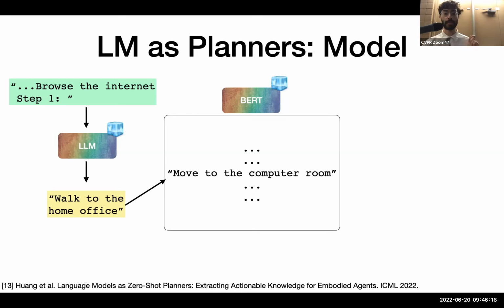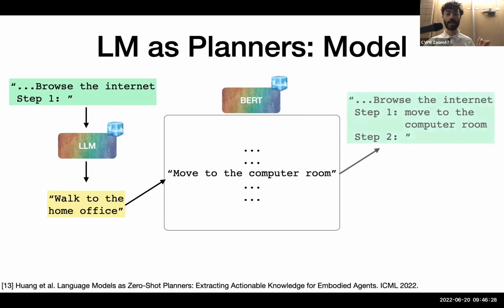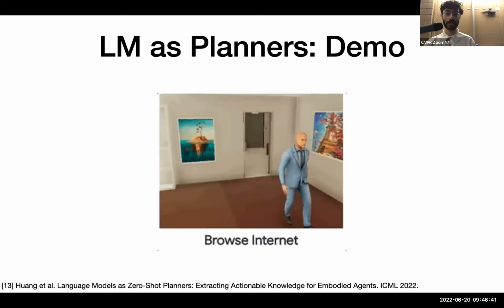But the thing to note here is that we just have a feature for walk into the home office and features for everything here. And we're just going to do a matching step, and then we're going to append this to the prompt. And now we have moved to the computer room. We can imagine doing this over and over again until we have some kind of stopping condition. This is how we're going to get our actions.